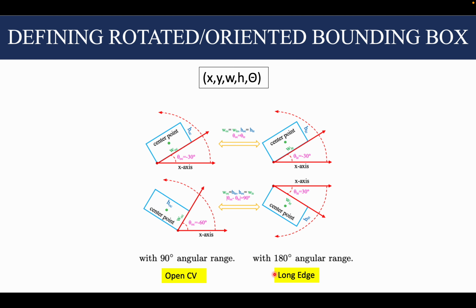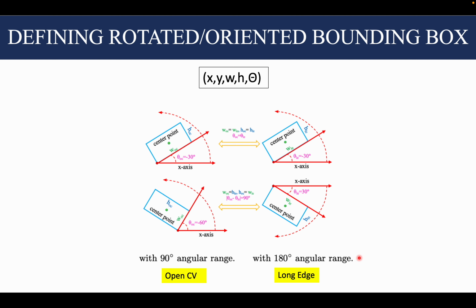This definition defines the width of the rectangular rotated bounding box to be the longer edge, which in this case is this, and in this case is this. And the angle theta is the angle that this longer edge of the rectangular rotated bounding box makes with the x-axis. Therefore, this angle will now have a 180 degree angular range, from minus 90 to plus 90 degrees.